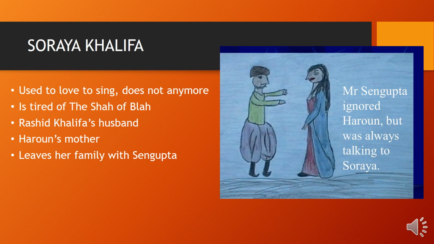Soraya Khalifa is Haroun's mother and Rashid's wife. She used to love to sing, but she doesn't sing anymore. And she's getting kind of tired of her husband, the Shah of Blah, and all of his stories. She has this neighbor named Mr. Sengupta that she likes talking to instead, and she ends up leaving her family with Mr. Sengupta. You can see him there with the crazy pants and Soraya. But Haroun and Rashid miss her very much.